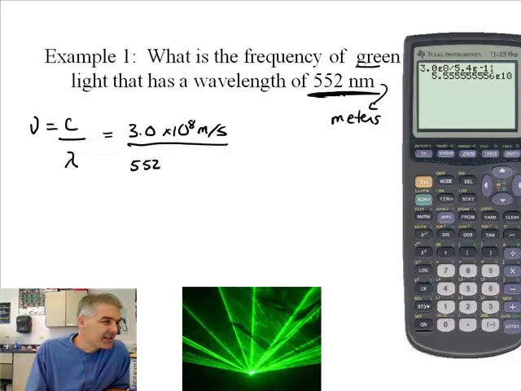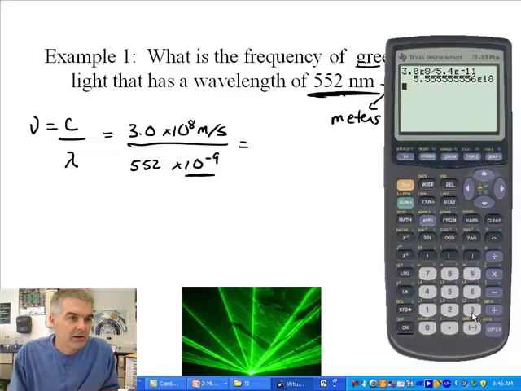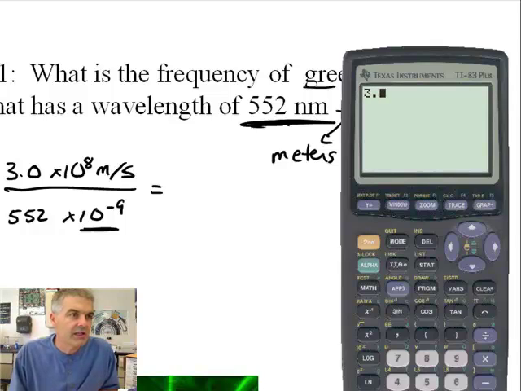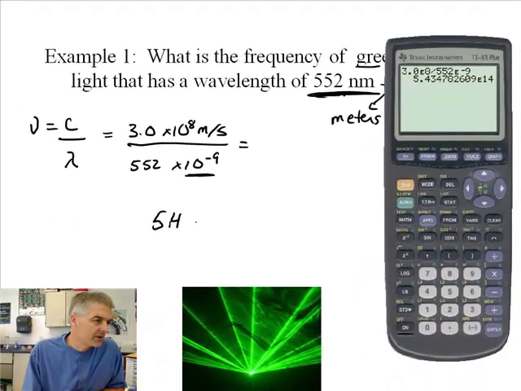So actually what I can do is say 552 times 10 to the minus 9th. Watch how I do that on the calculator now. Okay, I actually don't have to convert it. I just have to know this 10 to the minus 9th term. So if I come back to my calculator, I clear it so it's easier to see. 3.0 second function E 8 divided by 552 second function E negative 9. And I get my answer, and the answer is 5.4 times 10 to the 14th hertz.